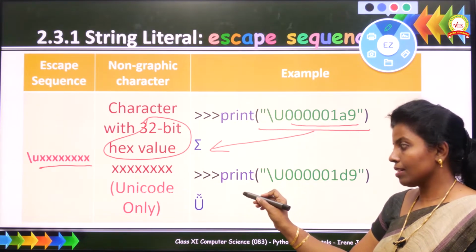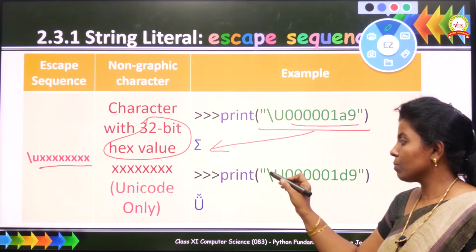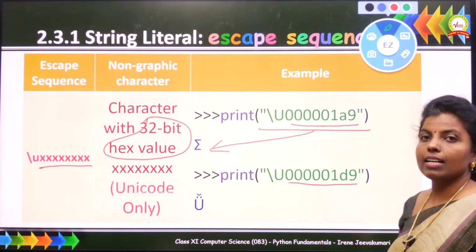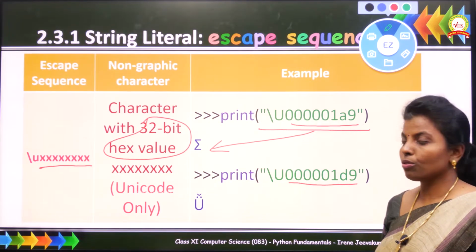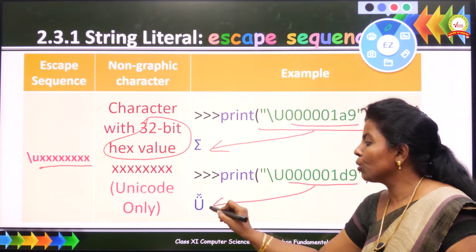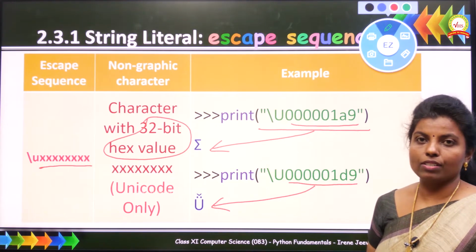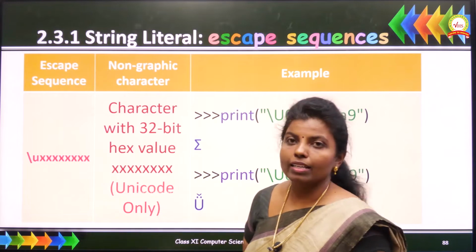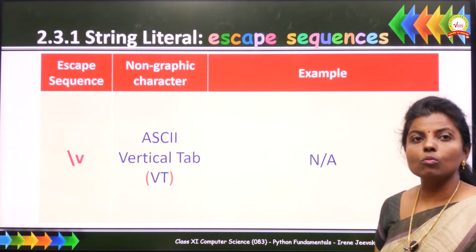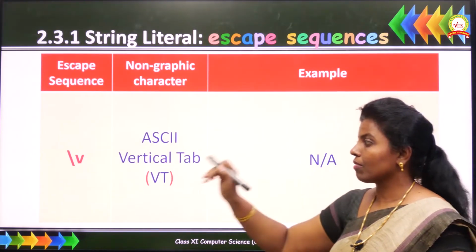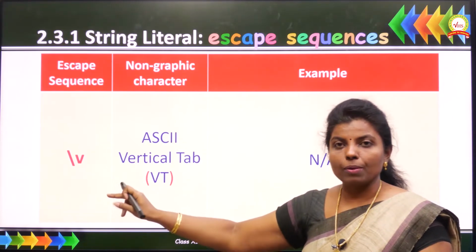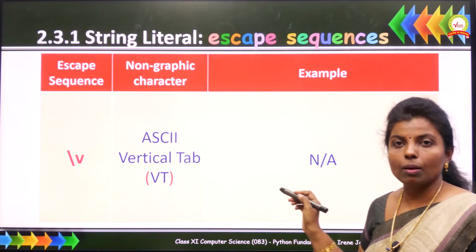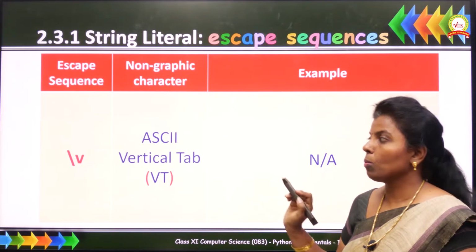So again here there is another example. We have a print statement which begins with backslash U and 8 hexadecimal digits are given. So its equivalent Unicode character has been printed as an answer for us, right? So this is the way this escape sequence works in Python. Now let us move on to the next escape sequence, which is backslash v. This is meant for ASCII vertical tab, and this is not applicable in Python, so let us omit this.